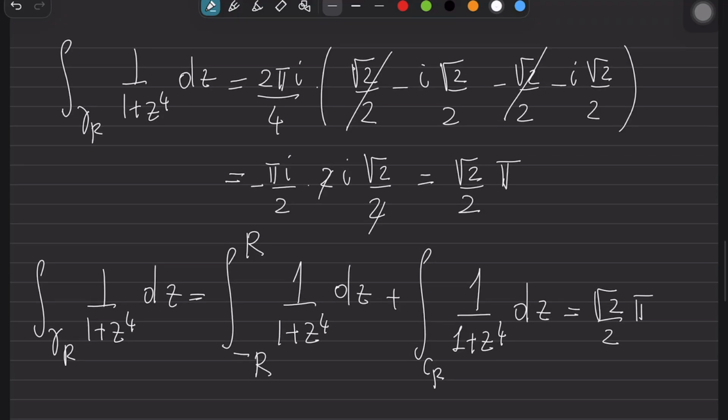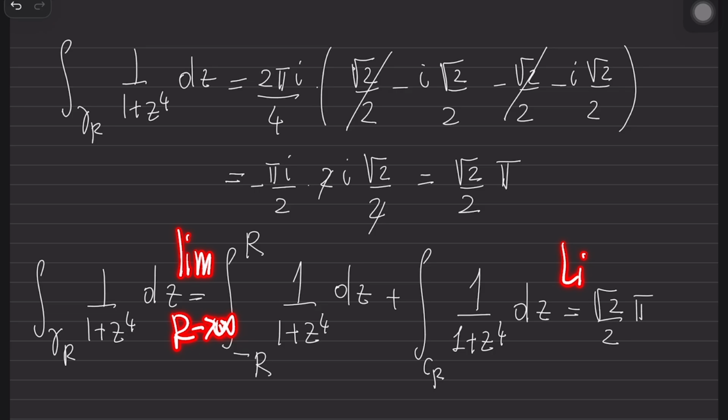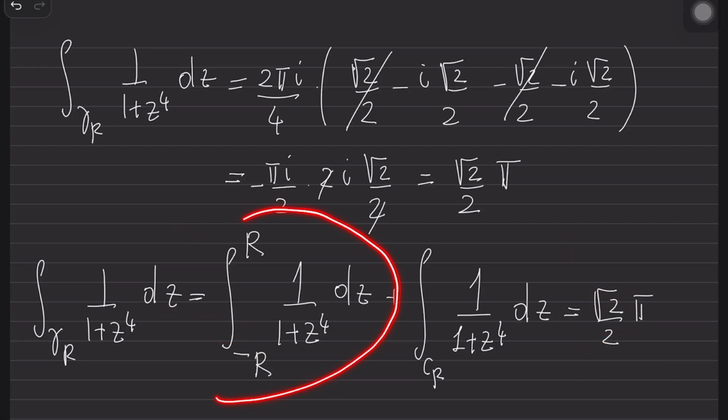The idea now is that we are going to take the limit on both sides as r goes to plus infinity. The right-hand side will not change, it will always stay the same, while the left-hand side is going to change. And hopefully, this integral is the one that converges to our real integral, and this guy is going to go to 0.